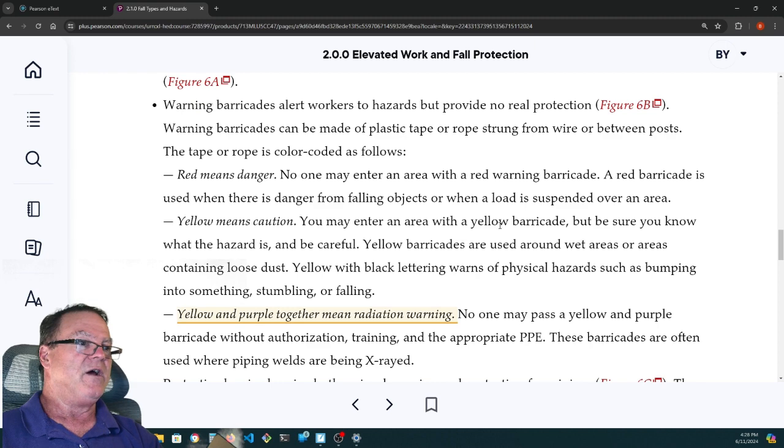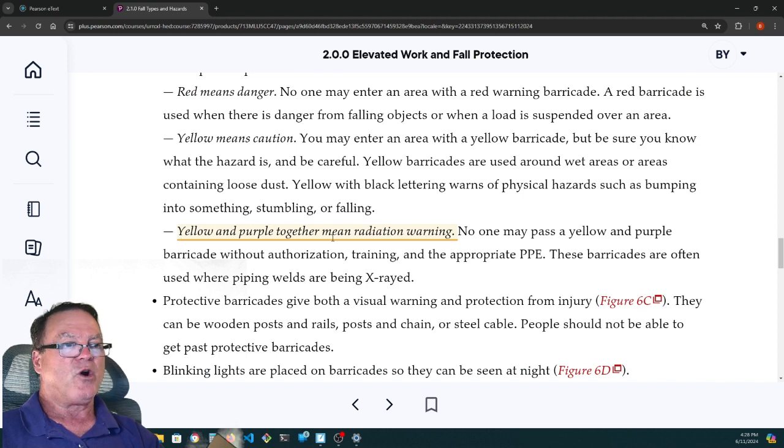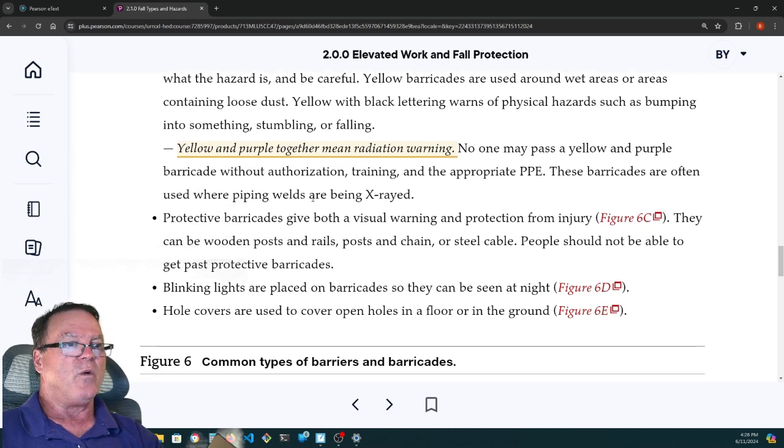You may enter the area with a yellow barricade, but be sure you know what the hazard is and be careful. Yellow and purple together means radiation warning. They call it magenta, yellow and magenta. No one may pass a yellow and purple barricade without authorization, training, and the appropriate personal protective equipment. These barricades are often used when piping welds are being x-rayed.